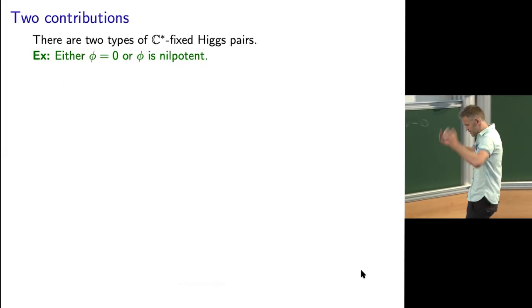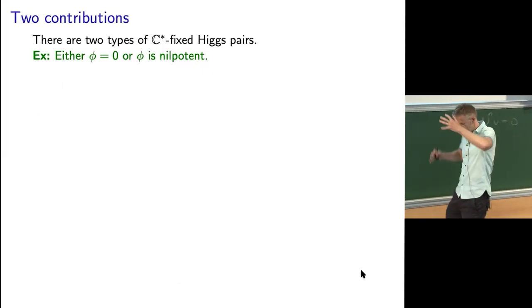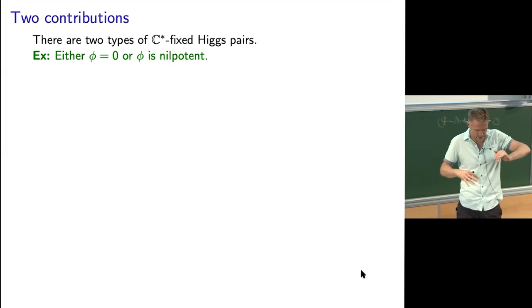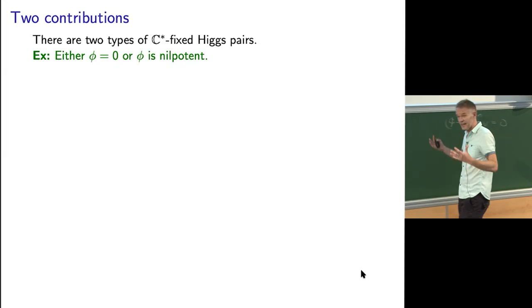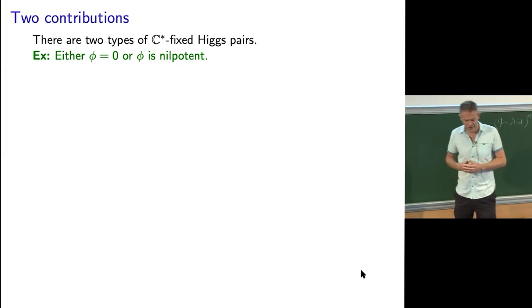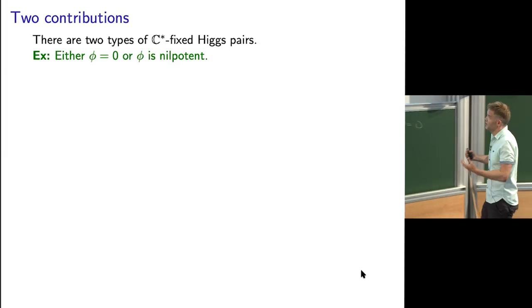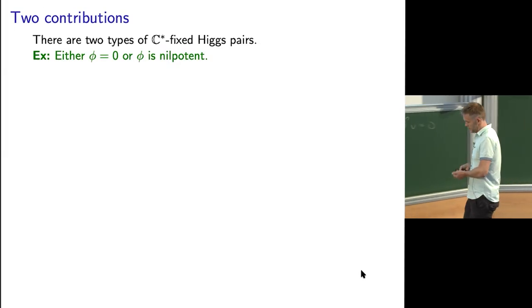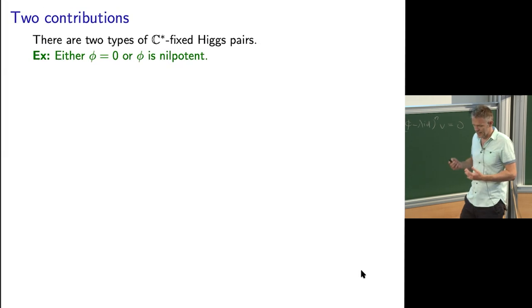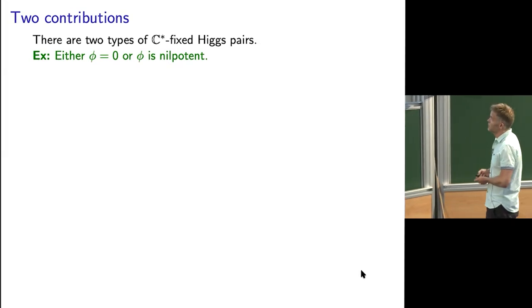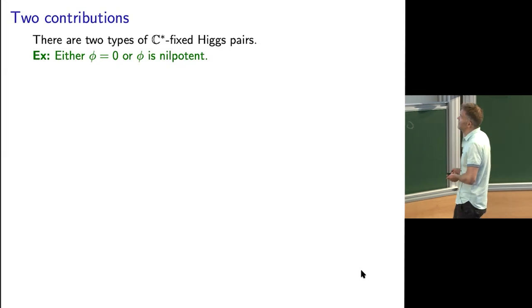All right, so just treat it as a black box. There's this virtual cycle. We localize to the fixed locus of the C star action, and we define an invariant. What these lectures are about is essentially how you compute this and what the two contributions are. Now, there are two different types of contribution to this, as Lothar mentioned. There are two types of fixed locus.